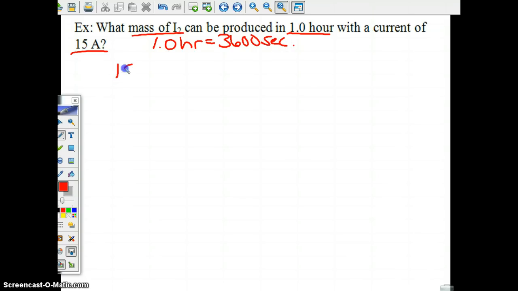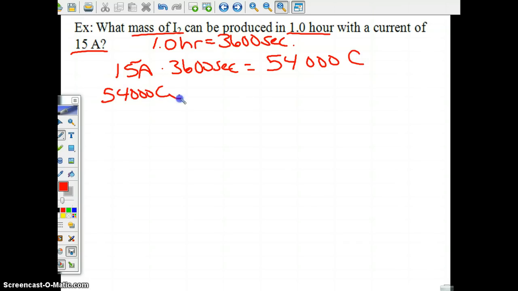Okay, so I'm going to start with amps times time, because amps times time gives us coulombs of charge. That's a 15, not an S. I know my 5s kind of look like S's. So I get 54,000 coulombs. And now I'm just going to do a stoichiometry process for that. Coulombs are going to cancel with Faraday's constant, because that's the number of coulombs of charge we get per mole of electrons. Cancel, cancel.